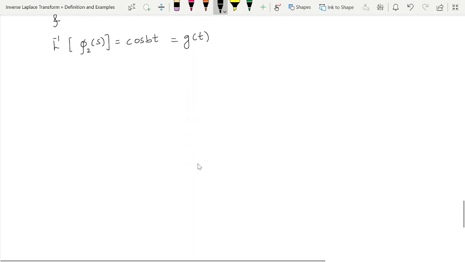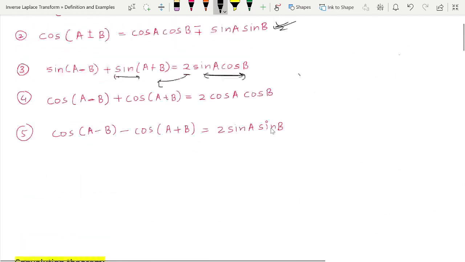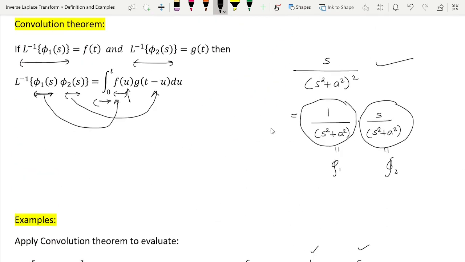So therefore by convolution theorem, L inverse of phi 1 of s multiplied by phi 2 of s will be equal to what? This will be equal to integral 0 to t, and over here you will have f of u, I suppose, right? f of u g of t minus u du. This is nothing but the statement of convolution theorem. Let us go back and check it. Yes, as you can see over here.